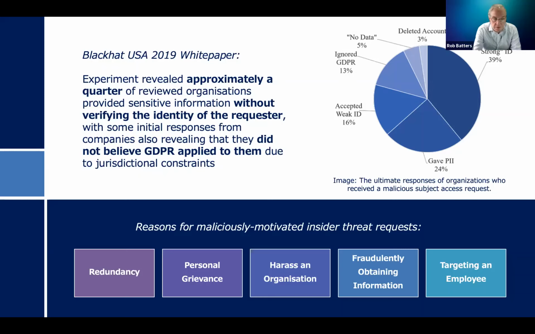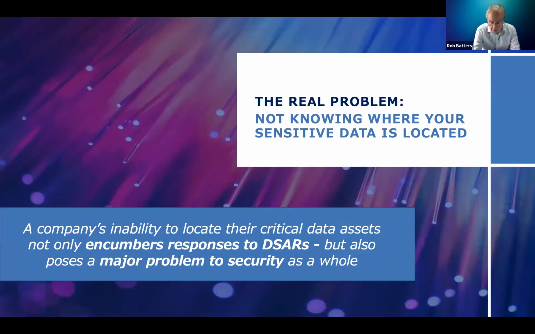And given that there are various reasons that exist for actually placing a DSAR that isn't honest, and they're across the bottom there: redundancy, grievances, just harassing an organization you don't like, and so on and so forth. Really, there's every reason to put a stronger process around all of this. So I'll finish now with a look at what the real problem is here, and then my friends on the call will actually look at how we address it.